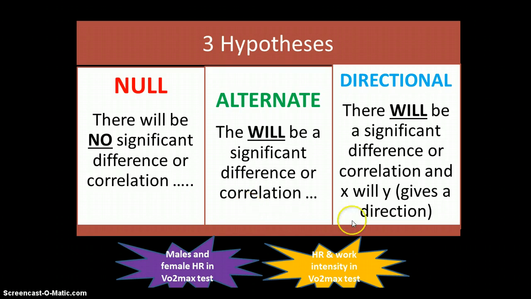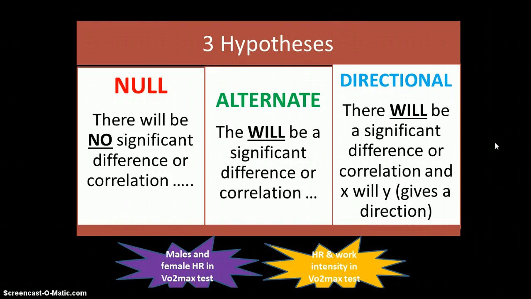And then in some cases you might write what we call a directional hypothesis. Now this is more specific than the alternate. The alternate says there will be a significant difference between males and female results during a VO2 max test. This is still vague, you see, this is what we call two-tailed. This does not commit to males are going to be higher or females are going to be higher or better, whereas the directional does.